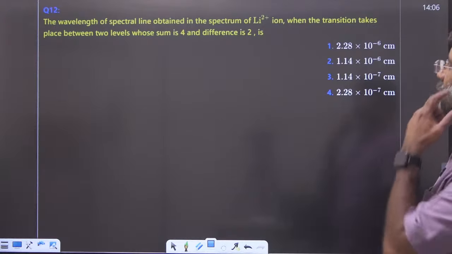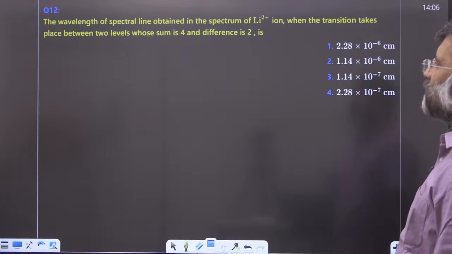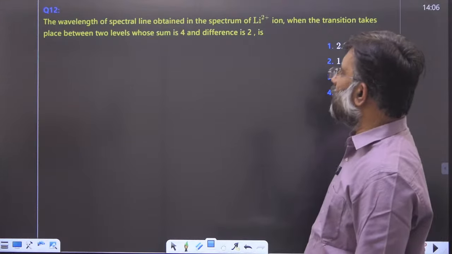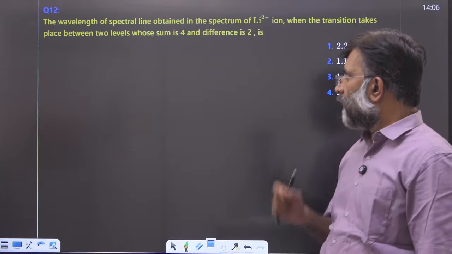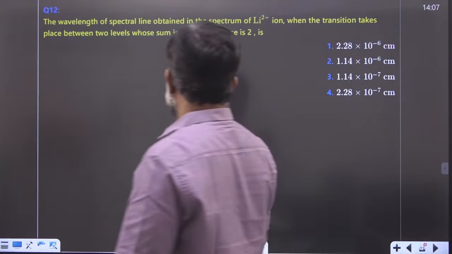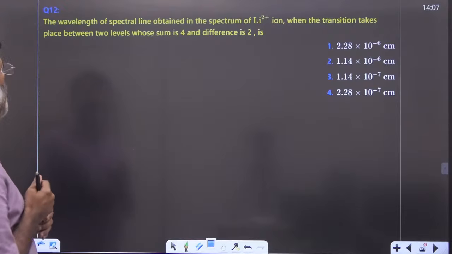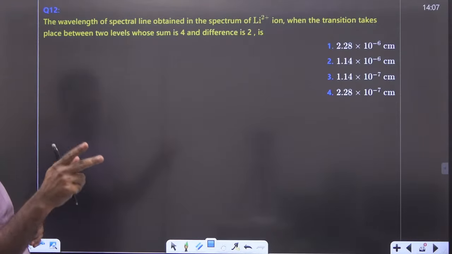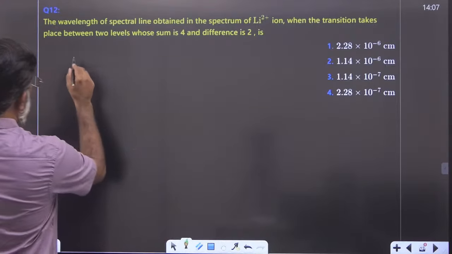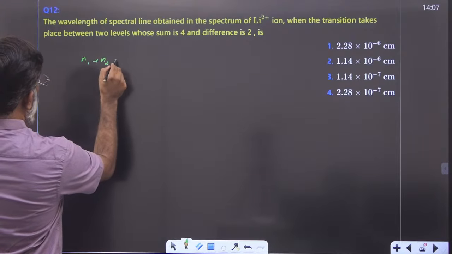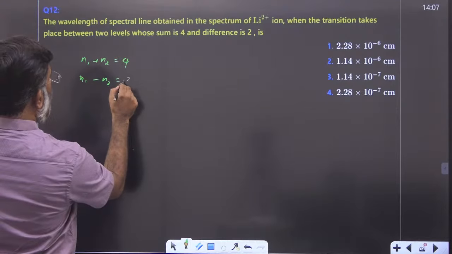Wavelength of spectral line obtained in the spectrum of lithium 2 plus ion when the transition takes place between two levels whose sum is 4 and difference is 2. So N1 plus N2 equal to 4 and N1 minus N2 equal to 2.